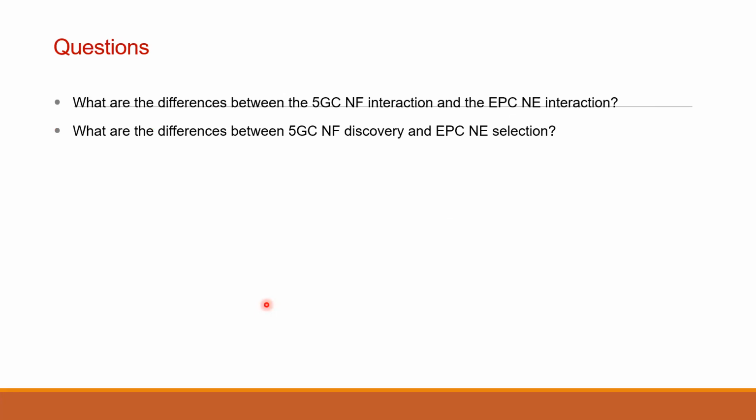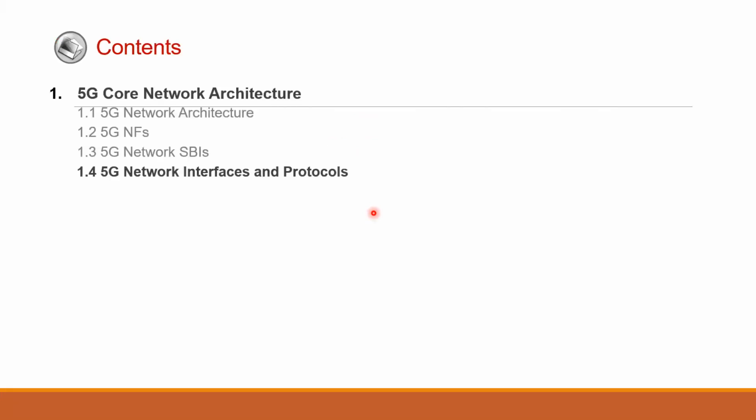Right. So what are the differences between the different 5G NF interactions and EPC interactions, and what are the differences between discovery in 5G and EPC? This is something you can answer once you go through the slides and see what the main differences between EPC and 5G are, and how the discovery and selection is done.